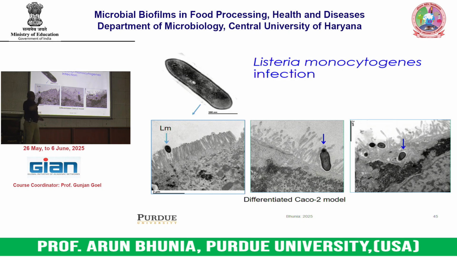All this data I am going to show is from our laboratory, and this is Listeria electron microscopy. So, if you grow them with the intestinal cells, because that's where they go through, this is called differentiated Caco-2 cells. We grow them, and then when LM touches, you can see it's trying to get inside.